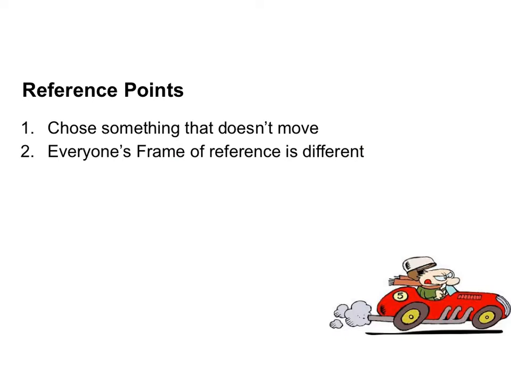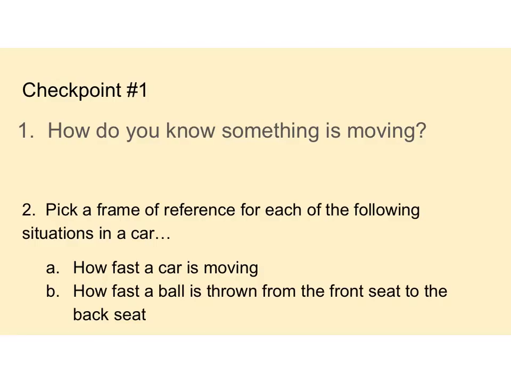One thing that we need to know about reference points, or those objects that we choose, is that you have to choose something that doesn't move, and everyone's frame of reference is different. So if you chose the house and someone else chose the tree, that doesn't mean that someone else is wrong. It just means that you're looking at the picture in a different way. And it's good to have different people's experiences.